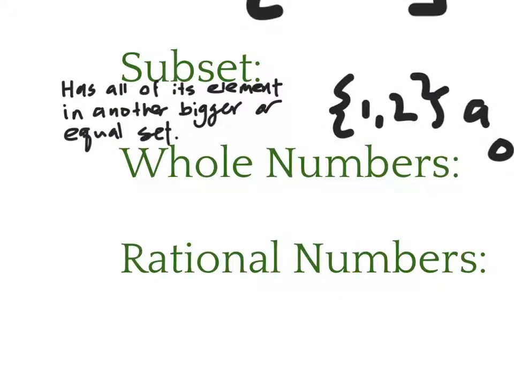The whole numbers are slightly bigger seemingly. So the whole numbers start at 0. That's the one thing they have that the natural numbers don't have. And they also go to infinity.